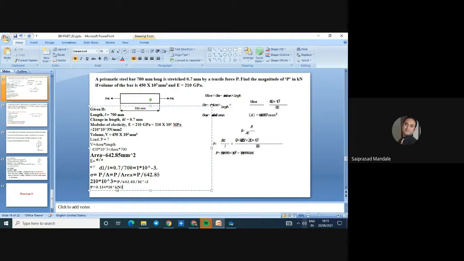it means 134 into 10 raised to 3 kilonewton. Yes, 134 into 10 raised to 3 kilonewton. Into 10 raised to 3 means it is 6, so 3 becomes this. Okay, perfectly correct.